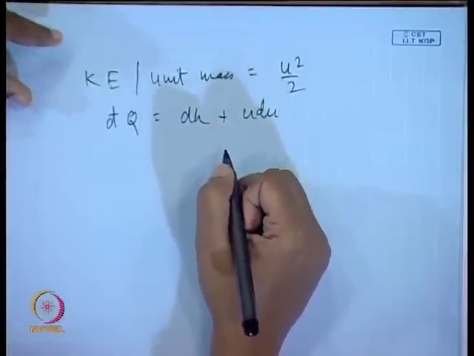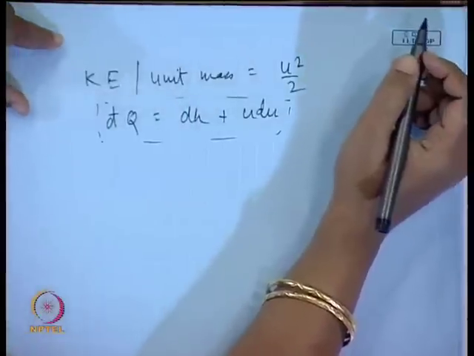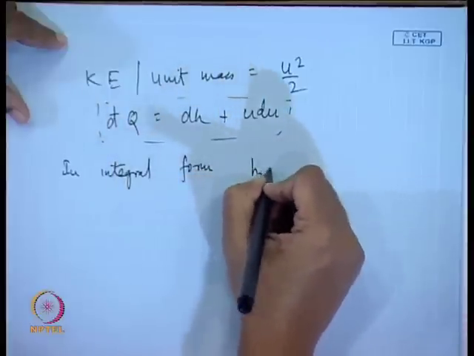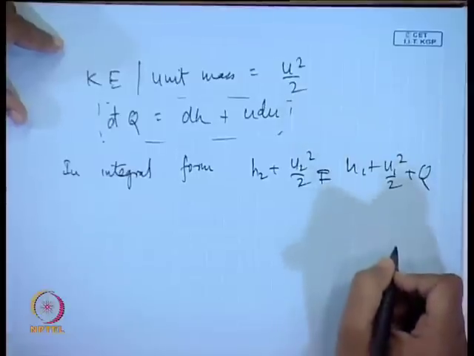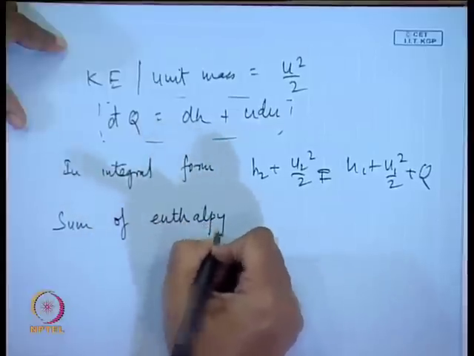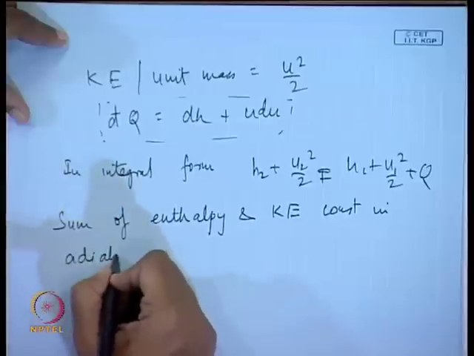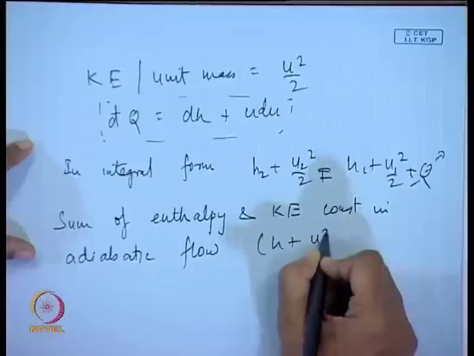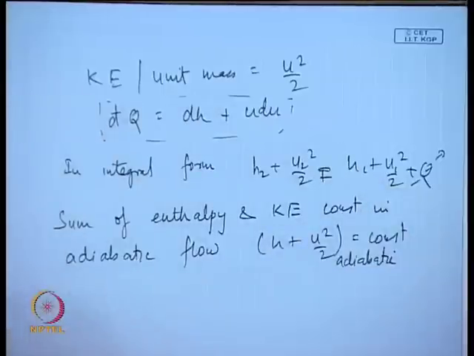Isn't it? So, remember this particular energy equation, it is valid even in presence of friction or non-equilibrium condition. In integral form, we can write it as h2 plus u2 square by 2 equal to h1 plus u1 square by 2 plus q. This tells us that the sum of enthalpy and kinetic energy is constant in adiabatic flow, isn't it? This term q becomes equal to 0. So, we find h plus u square by 2 is constant under adiabatic conditions, from the energy balance equation.